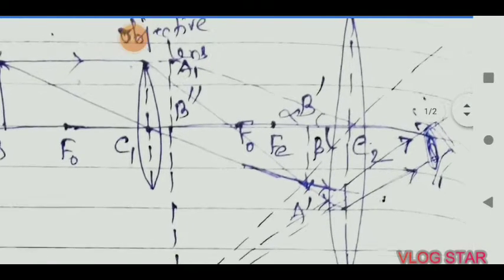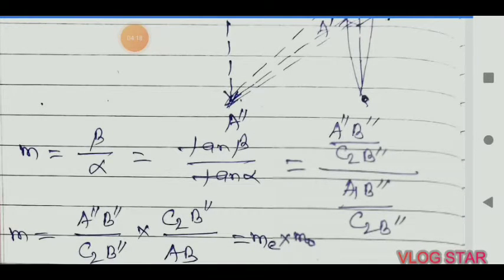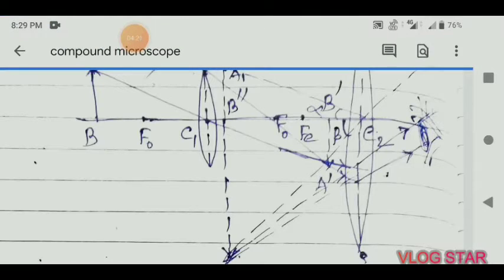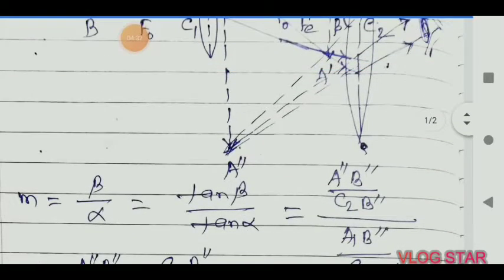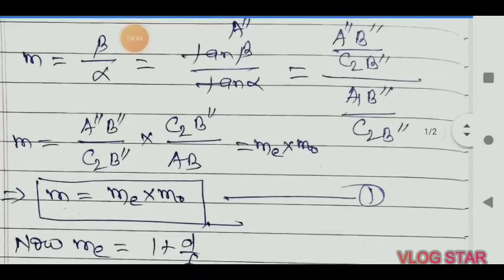Similarly, the angle formed by the object AB we have marked here. This one is alpha. This is the angle formed by the object. So that one will be the ratio of beta upon alpha, and for a small angle that will be taken as tan beta upon tan alpha. We put their values: tan beta is A double dash B double dash upon C2 B double dash, upon tan alpha, that is A1 B double dash upon C2 B double dash. Okay, you can see this one.